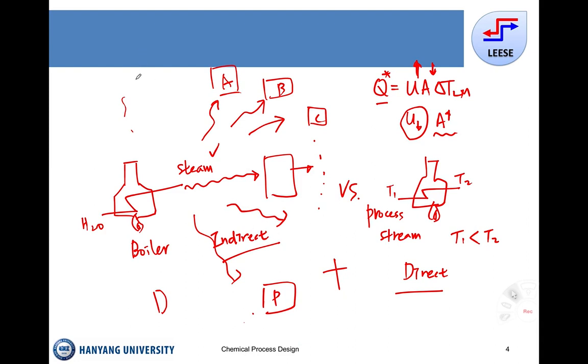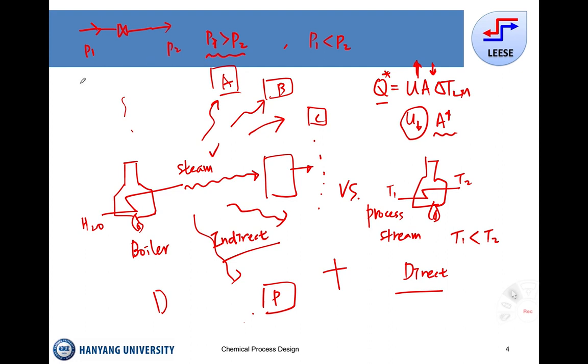So how do we control the pressure of the steam? Let's say there is steam here. Sometimes we want to reduce the pressure, sometimes we want to increase the pressure. So how can we decrease the pressure? One thing is the so-called throttling valve. Then we can reduce the pressure.